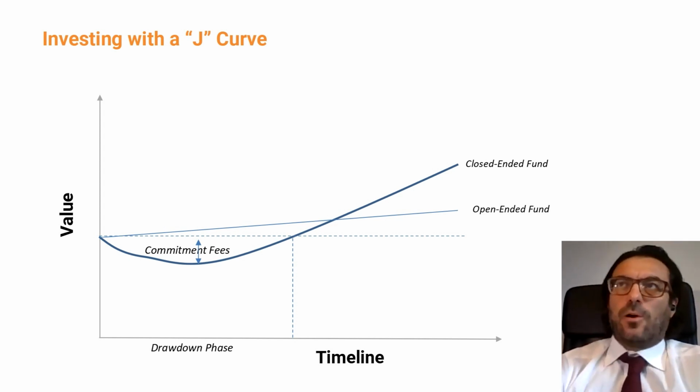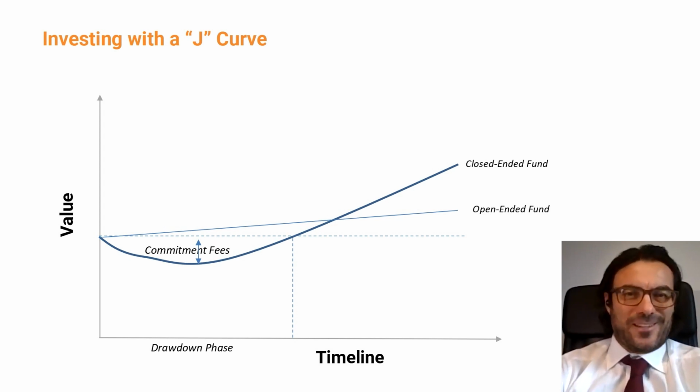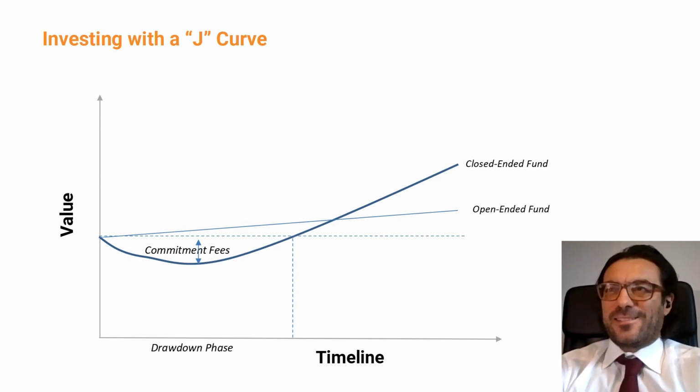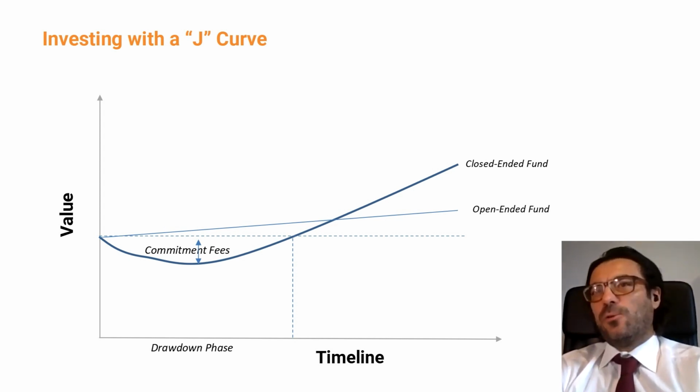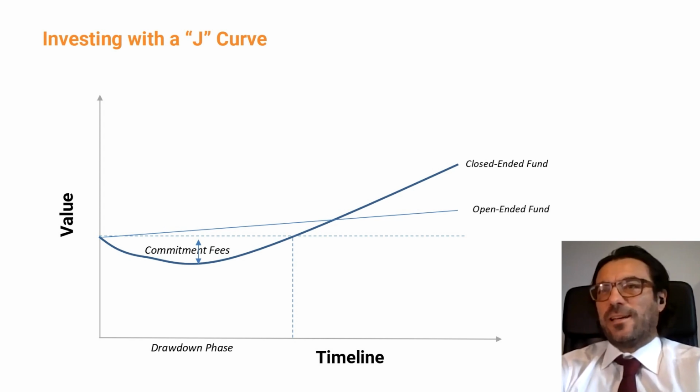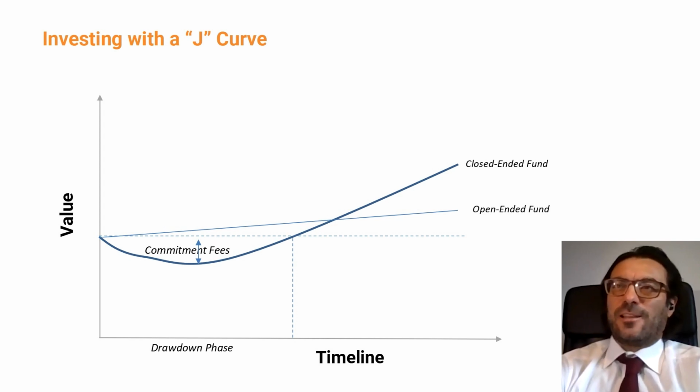And there is a point, a few years in the future, where the two funds actually meet. Up to that point, when you feed these numbers into a database and try to measure the performance, you might actually see that the closed-ended funds are underperforming the open-ended funds.